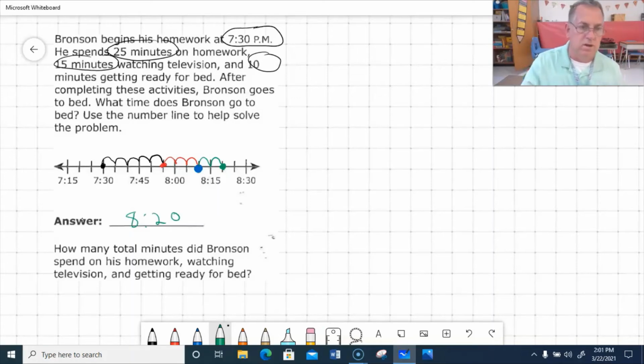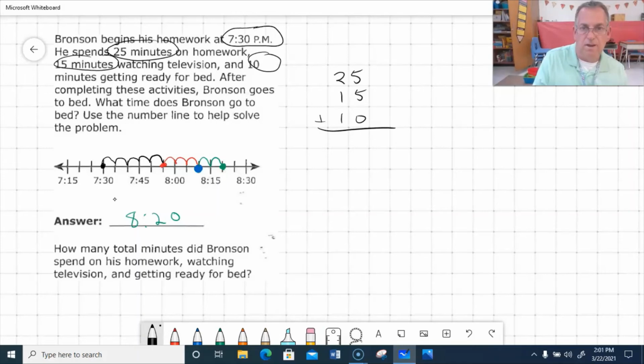So the next question is, how many total minutes did Branson spend on his homework, watching television, and getting ready for bed? So I could skip count by 5s all the way across here, or I could just go ahead and add up all those times. So that's 25, probably the easiest way, 15, and 10.